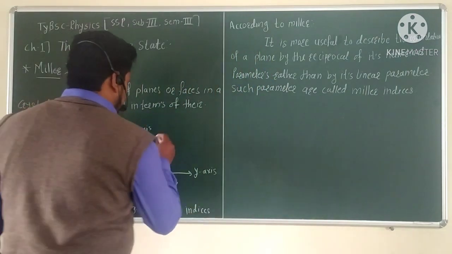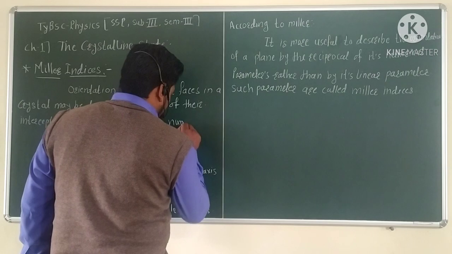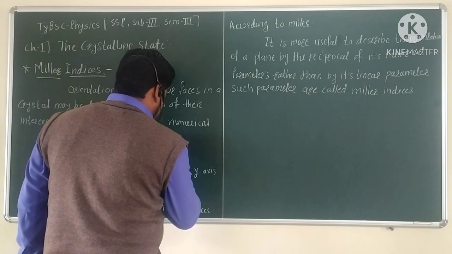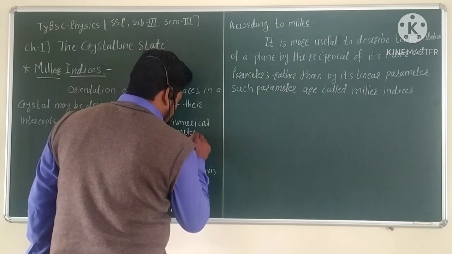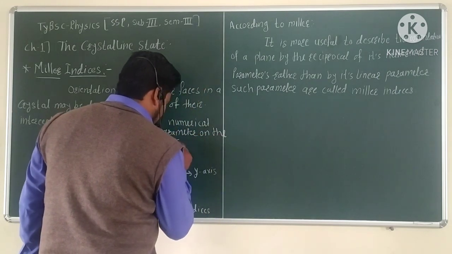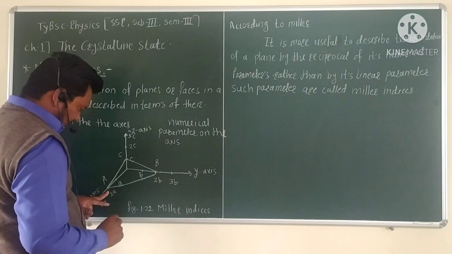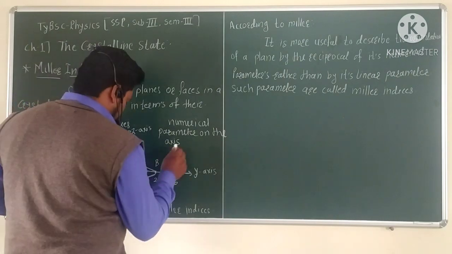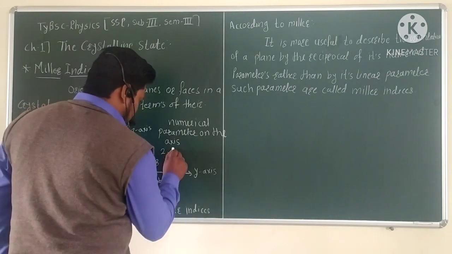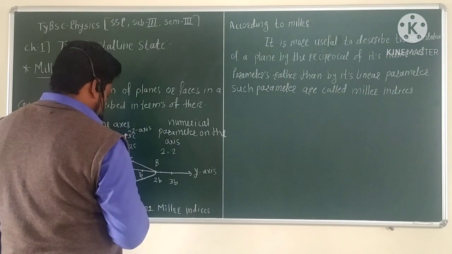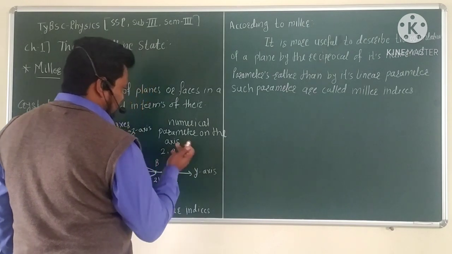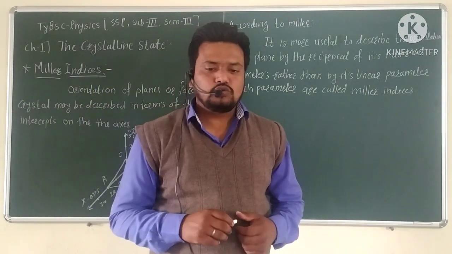So consider here the numerical parameter on the axis. On the x axis it is 2a, that's why the numerical parameter is 2; on the y axis it is 2b, that's why it is 2; and on the z axis it is c, that is 1. So the numerical parameters on the axes are 2, 2, 1.